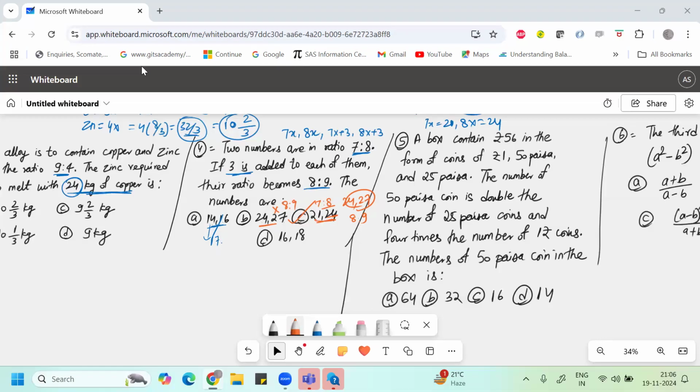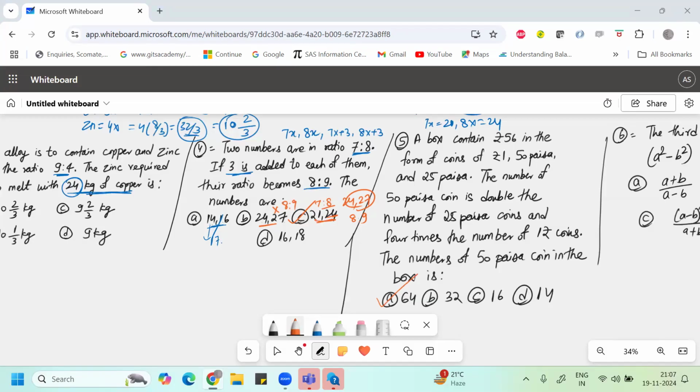Okay, the answer is option A. Any doubt? 64 is the answer. Does anyone have any doubt? Only two people gave the answer. What about the others? Do you want me to do this question, or has everyone done this question? Does everyone know how to do it? Okay, fine Ramya, I'll do it.